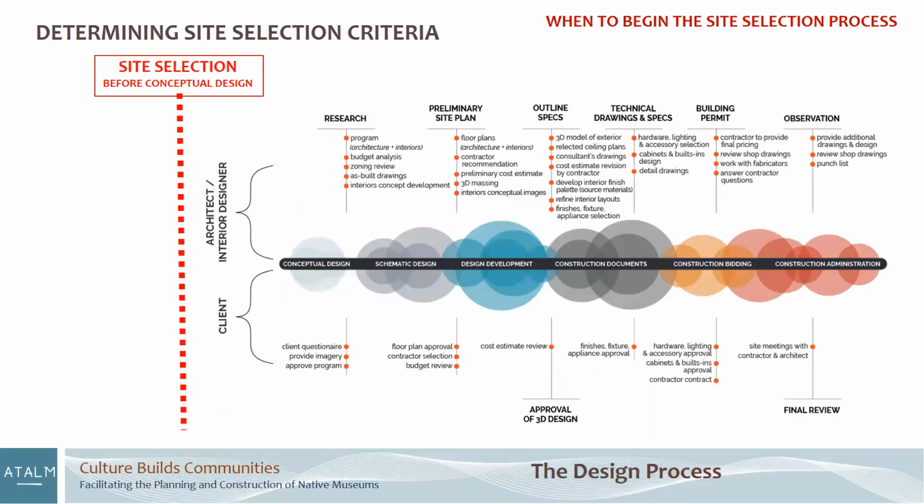So when do you begin the site selection process? If you remember this diagram about the overall design process, starting from the research and design and the permit and the building of it, well, at some point you have to decide where you're going to do all this. And usually it happens where I've got it drawn there: you have a site, you have a kind of an idea of what you want to do, and then you start into conceptual design based on that.